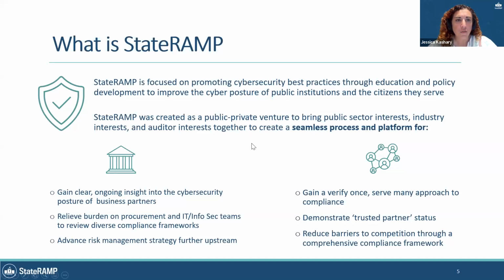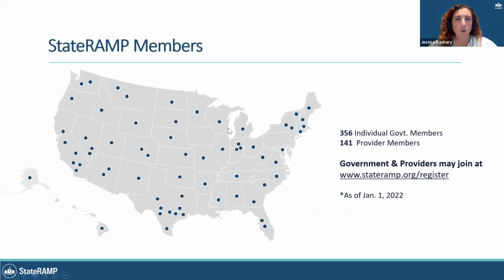We can just talk very high level. If we move on to the next slide, this is just a quick map of where we're at today. We are a startup. We've only been around since 2020. We've made substantial strides since then. We have 356 individual government members, 141 provider members. Anybody on this call that works in a government capacity that wants to learn more is welcome to join as a member. It's free. It'll get you access to all of the information we have on our site. And if you have questions, you can certainly reach out to me. Next slide.